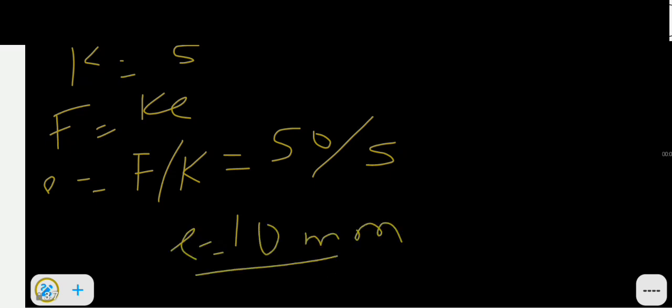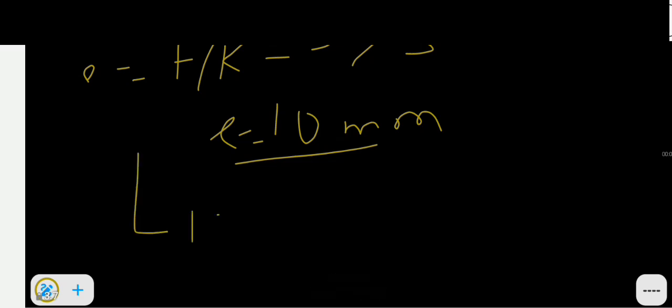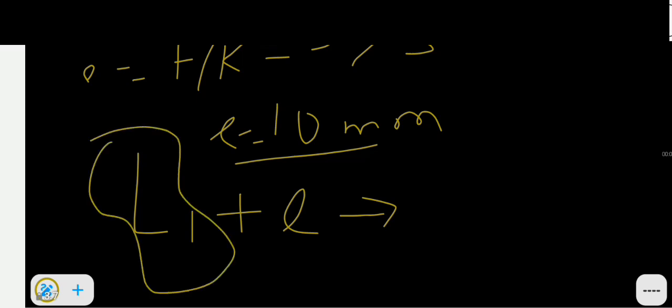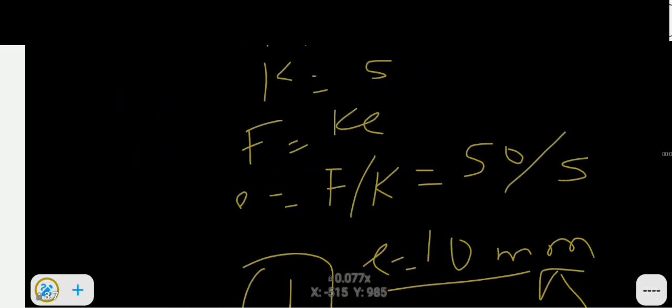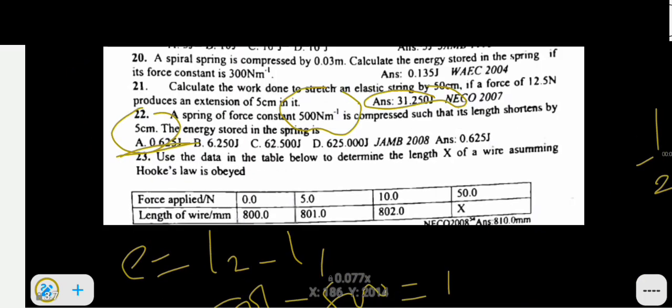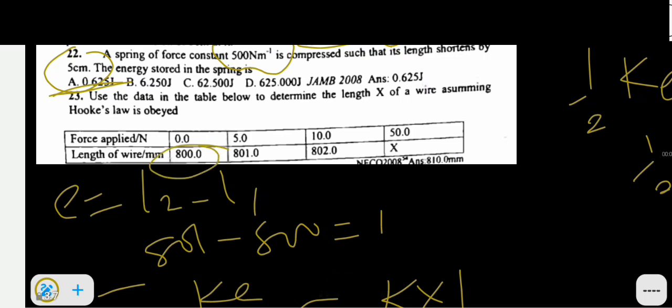But the whole length will be the original length plus the extension. The original length, the way it was before any force, plus the extension of 10 millimeters. What is the whole length without any force being applied? Just go to your table. This is the original length without any force being applied, so this is 800. You just add 10 to it, which is the new extension. So 800 plus 10 gives 810. The answer is 810 millimeters. That's what this force will produce. So let's take the next set of questions.